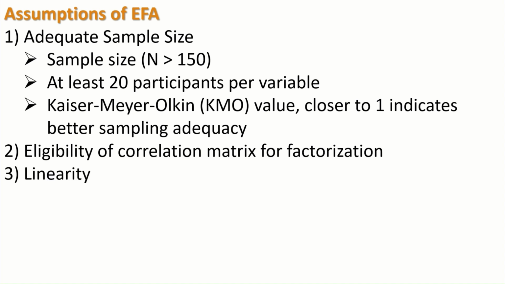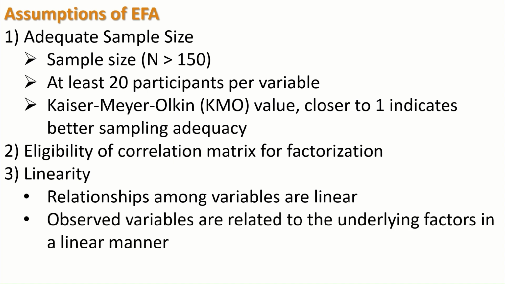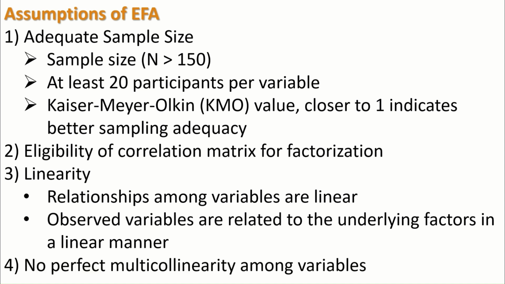The third assumption is linearity. There should be a relationship among variables and those relationships are linear. So observed variables are related to the underlying factor in a linear manner. The fourth assumption is that there is no perfect multicollinearity among variables. So variables should not have a high value of correlation or relationship.